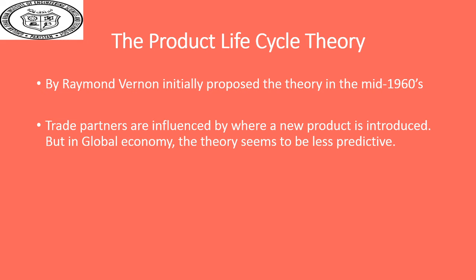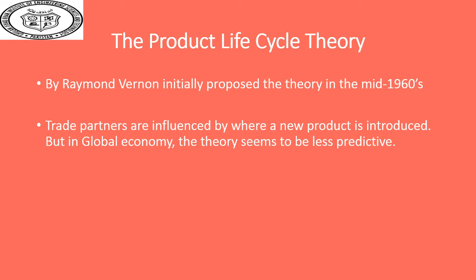The other theory, step by step, that we will go through today is the product life cycle theory. That was postulated by Raymond Vernon, who initially proposed the theory in the mid-1960s. He says trade partners are influenced by where a new product is introduced. For example, historically the UK was very strong in textile industries in the 19th century, and the United States was strong in the early 20th century in steel industries.